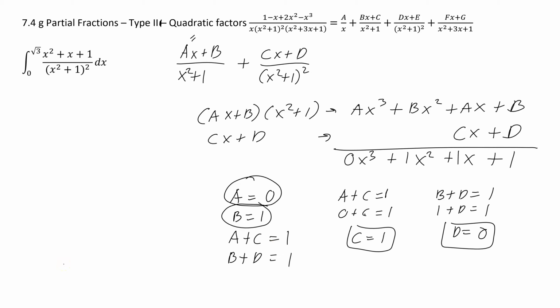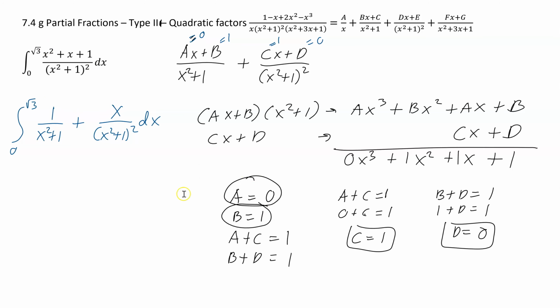Okay, so a here, let me put it in blue. A is 0, b is 1. So that would give us the integral from 0 to square root of 3 of 1 over x squared plus 1 plus, and then our c is 1 and our d is 0. So that would become x over x squared plus 1 squared dx. And this one's actually a quick one to check. So we just have x squared plus 1 here. So if I put x squared plus 1 there, you would get x squared plus 1 plus x, which is our numerator. So that checks out perfectly.